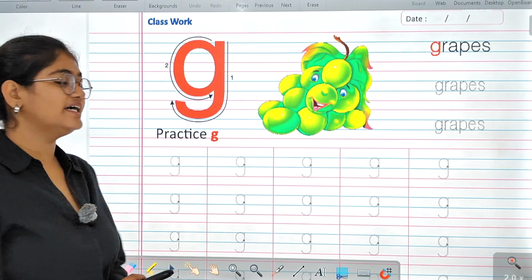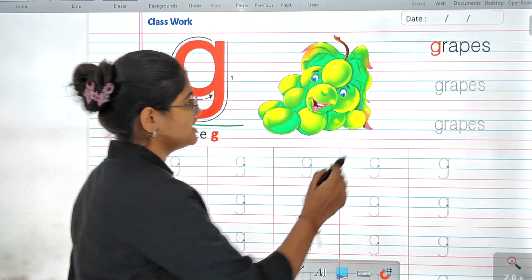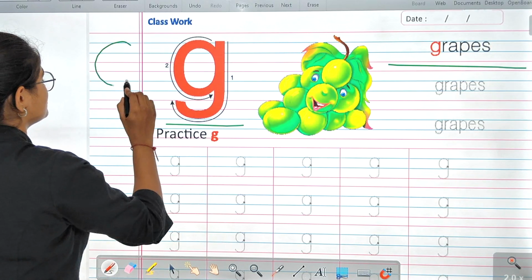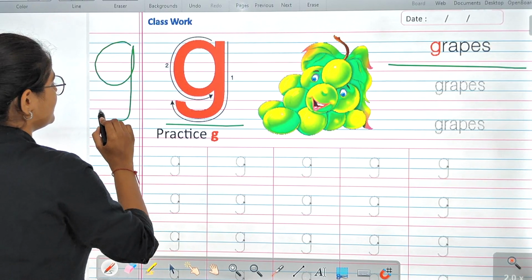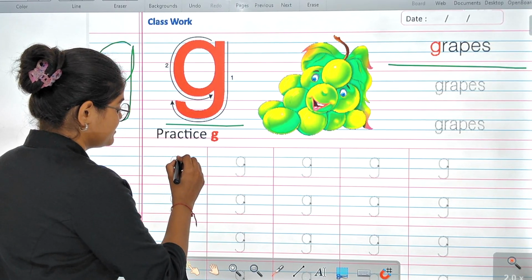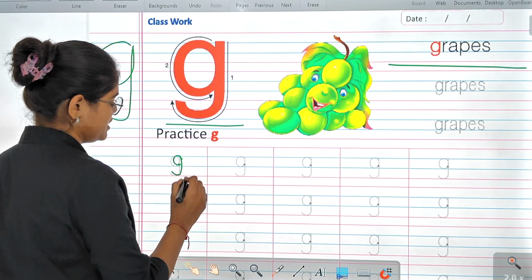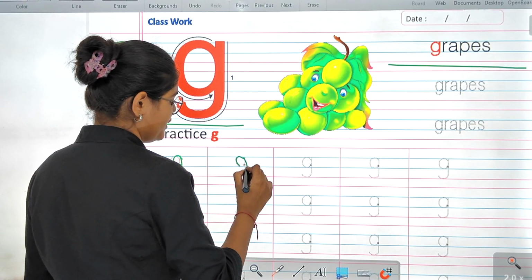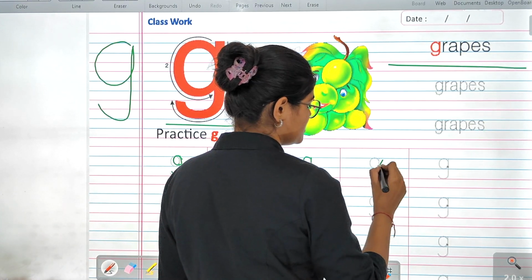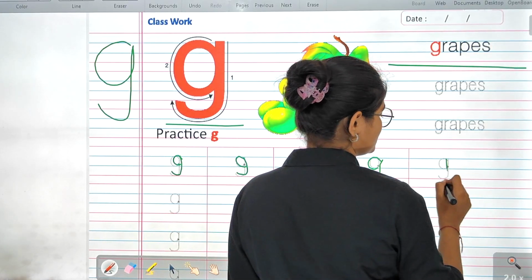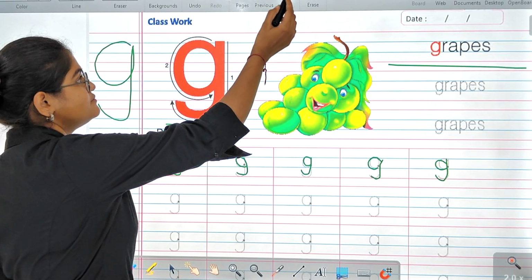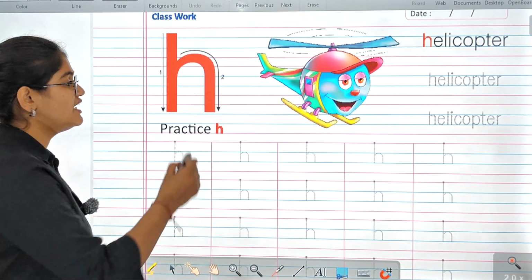The next letter is G. G stands for grapes. Let's see how to make G. Just a small curve and a big line from here. Let's practice them in lines. G for grapes. G for grapes. Now let's move ahead.